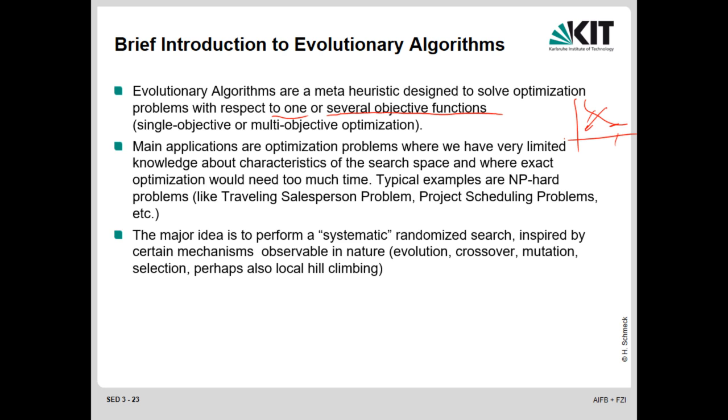And the main applications for evolutionary algorithms are optimization problems where we have rather limited knowledge about the characteristics of the search space. So if we know everything about the search space, we can utilize that and have a fast and efficient way of optimizing. But if you don't know very much about that, we can only go selectively at certain areas. We see, oh, here, there's one device which has a high quality, there's one with a low quality, another one with a high quality, and things like that.